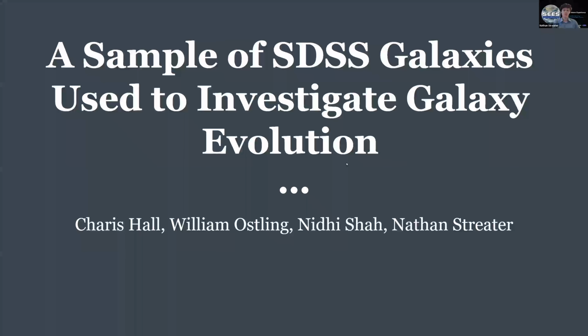Hello, everyone. We are the redshift group, and our project was about taking a sample of galaxies from the Sloan Digital Sky Survey and looking at their redshifts to get a picture of the evolution of galaxies in our universe. My name is Nathan Streater, and my teammates are Charis, William Ostling, and Nidhi Shah, and this is our presentation.